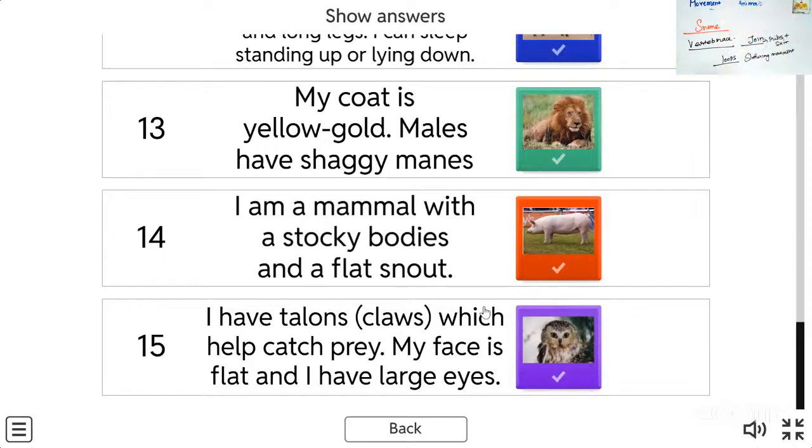That is the owl. Okay. I think this is also related to our lesson. We learned about different kinds of animals, their natures, and their special body features also.